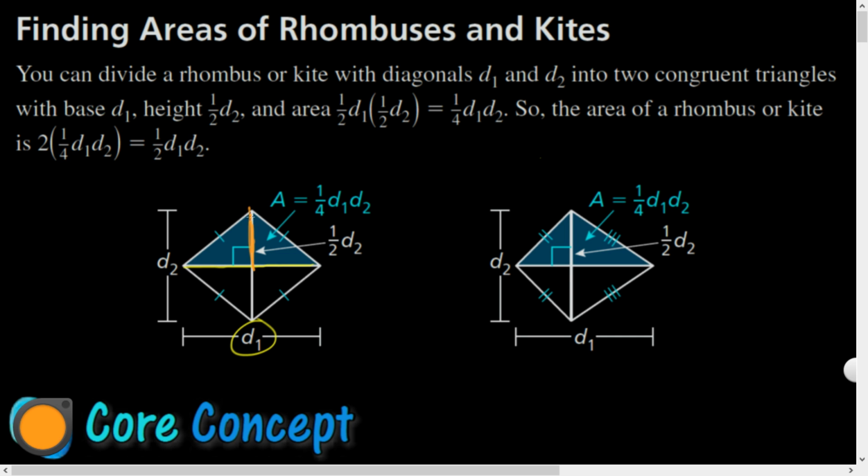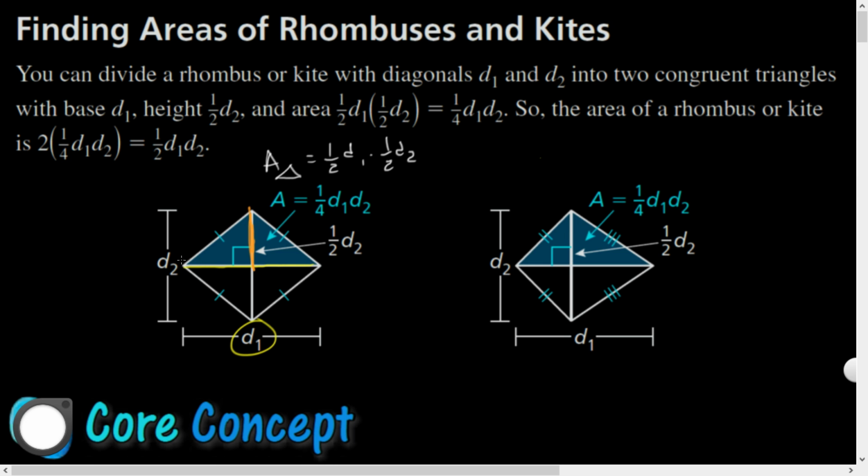The area of the triangle would then be 1/2 times the base times the height. This is the part that they should have written. And the height is 1/2 D2. And what's a half times a half? A fourth. So the area of this top triangle is 1/4 D1 D2.